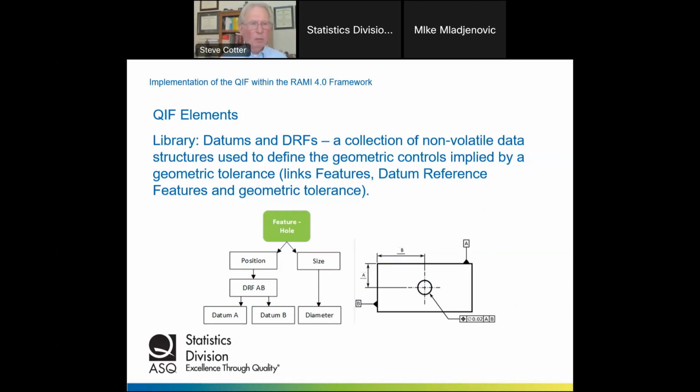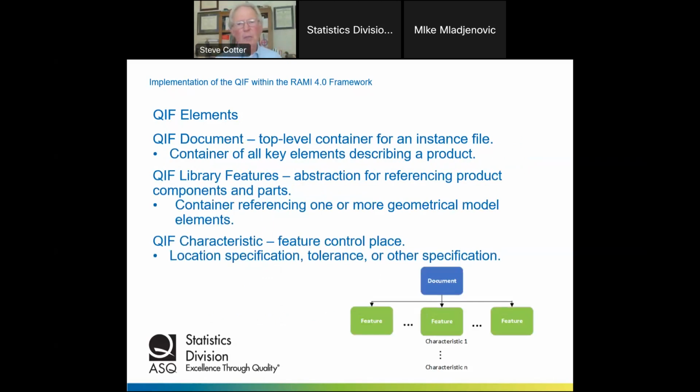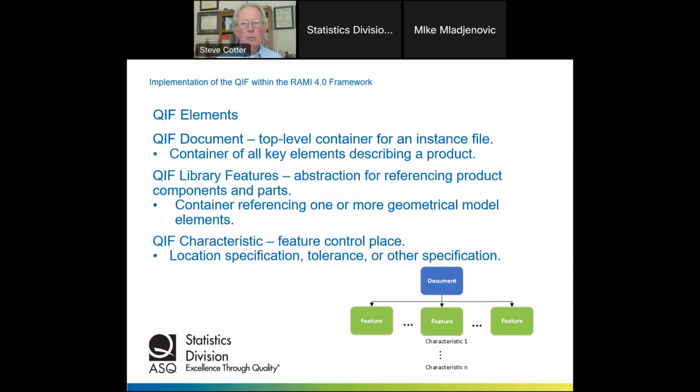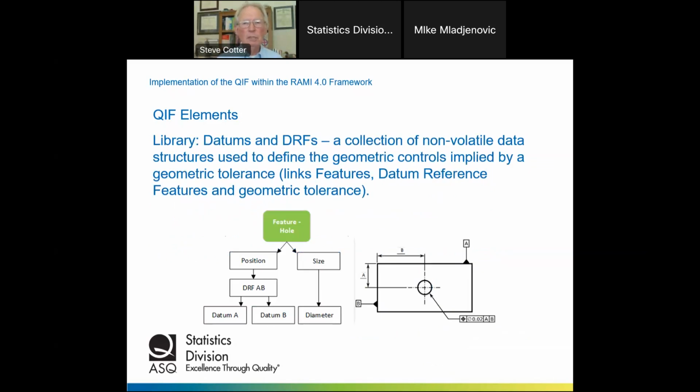So again, going back to the previous slide, we have a document. That document has a set of features. In this case, the feature is a hole, and that hole has two characteristics, in this case, position and size, and those are fully described in the document with reference to datum A, datum B, and the diameter. And then, of course, if we wanted to, we could go ahead and add hole roughness features or rim features for burrs, etc.